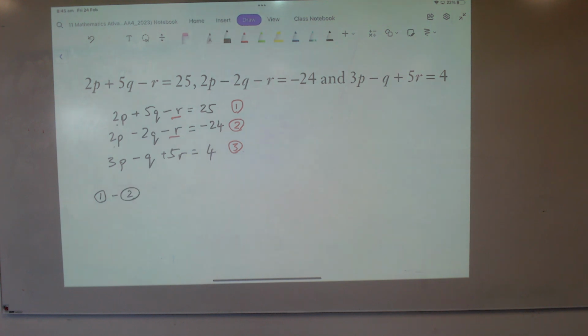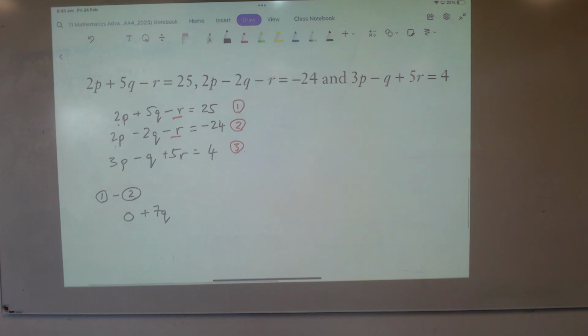So 2p minus 2p is 0. 5q minus minus 2q is 7q. Negative r minus negative r is equal to 0. And then this one we get 25 minus minus 24 is 49. So 7q is equal to 49. We get q is equal to 7. Alright, so now again we're in a situation where we found the variable, and you could go ahead and solve that one by subbing q into, again you could do 2 and 3 or 1 and 3, it doesn't matter, it just has to be a different combo.